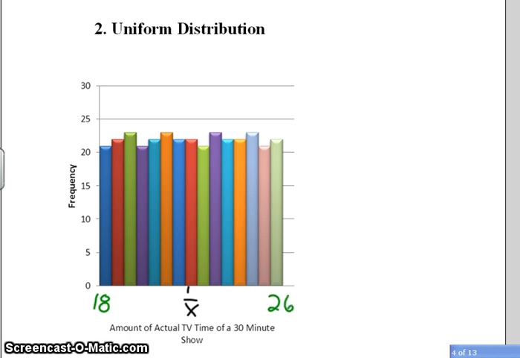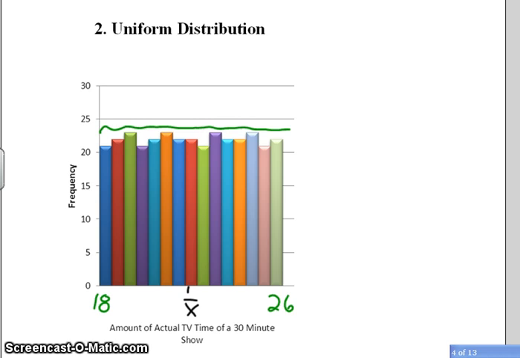Although the bars are not all exactly the same height, they are about the same height. So we can just about draw a line across the top. It goes up and down a little bit, but it's generally straight across. This is why we call it a uniform distribution. All of the entries or data values have approximately equal frequencies, which are the heights of our bars.